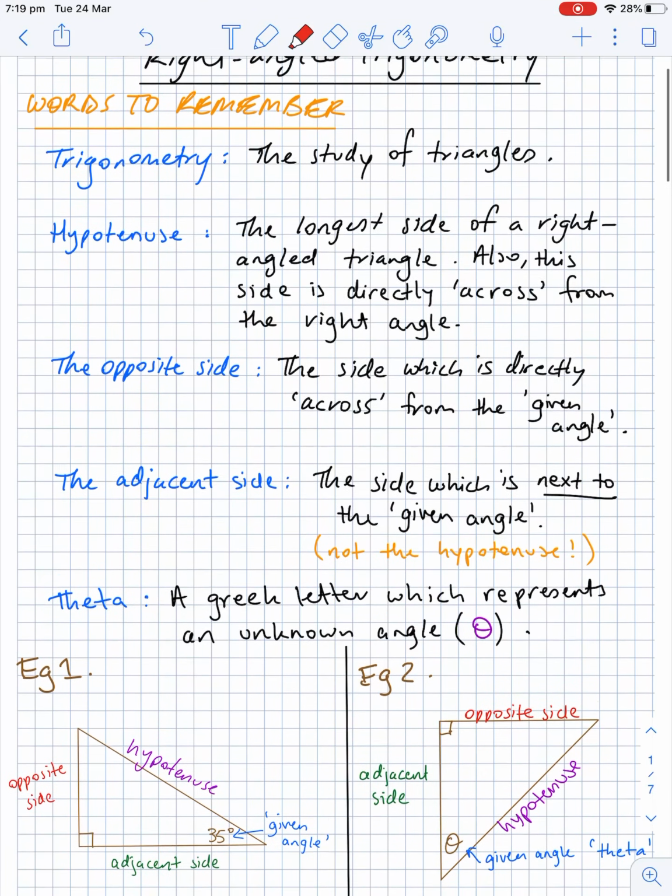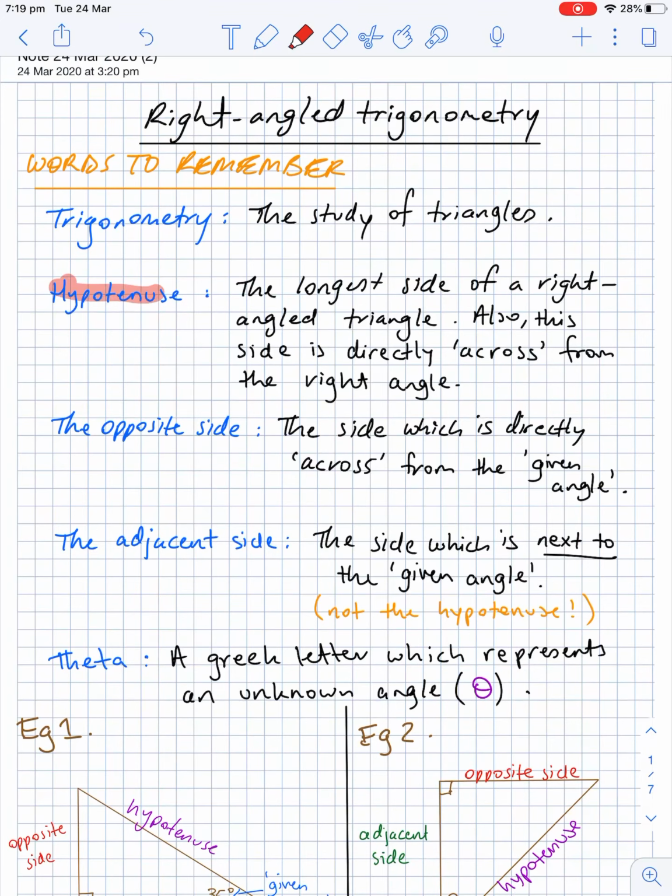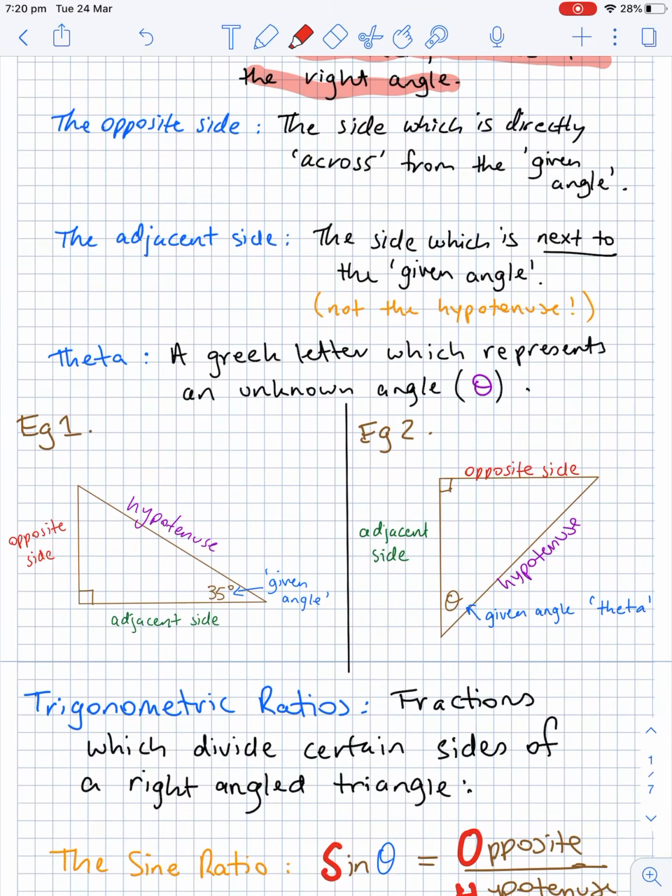Okay, so one of the main words you need to remember is the word hypotenuse. The hypotenuse of the triangle is the longest side of a right angle triangle. Also, this side is directly across from the right angle. So an example of this is down here. I know that this side is my hypotenuse because it's directly across from this right angle. So I see the right angle here. I think straight across, there's my hypotenuse. Over here, there's my right angle. If I go straight across from my right angle, I get to my hypotenuse. So that's the idea of a hypotenuse.